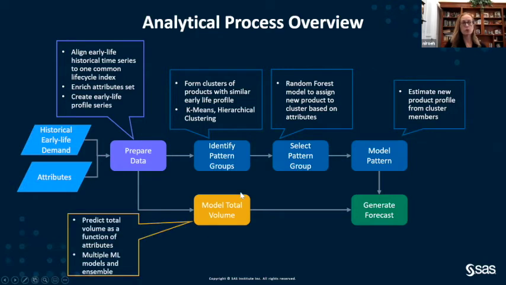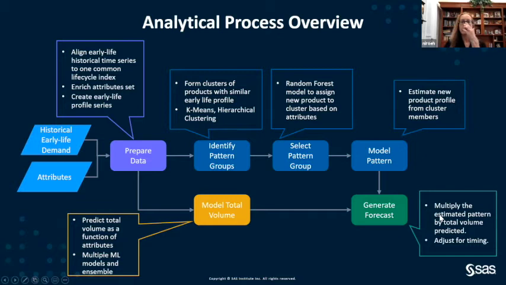Then we have the volume prediction, the total volume prediction for the early life period that we are forecasting. Here again, we are using different techniques. We are using regression, random forest and neural networks to predict the volume, using again attributes as inputs and predicting the total volume. And then we do an ensemble of those predictions, and that is our final prediction of the total volume. Now with the total volume and the pattern, we can generate the final forecast. We multiply the two, and we have your forecast. However, there is one final step, which is aligning, adding back the time index, because we have been working, as I said, in a cycle index, and now we need to go back to the time index.